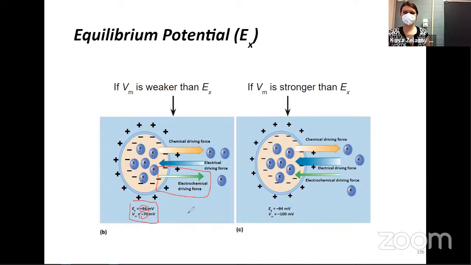So what we know, right? The things we know: potassium is positive, right? We know our VM when we're starting out is negative 70. Okay. What driving force could we figure out from these two factors, chemical or electrical?